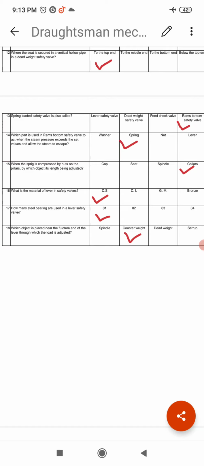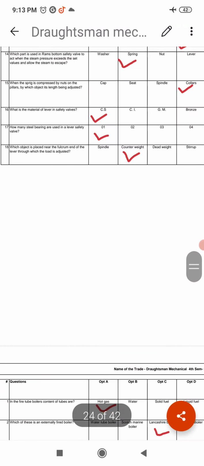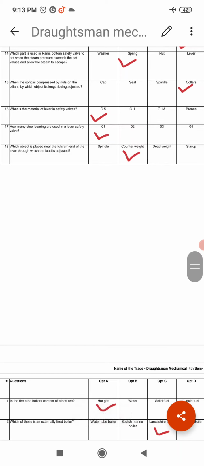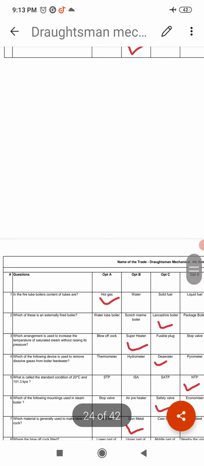Next question, what is the material of the lever in safety valves? Option A, carbon steel, CS. What is the material of the lever? Answer is carbon steel. How many steel bearings are used in a lever safety valve? Its answer is A, 1. Which object is placed near the forearm end of the lever through which the load is adjusted? Answer is B, counterweight.